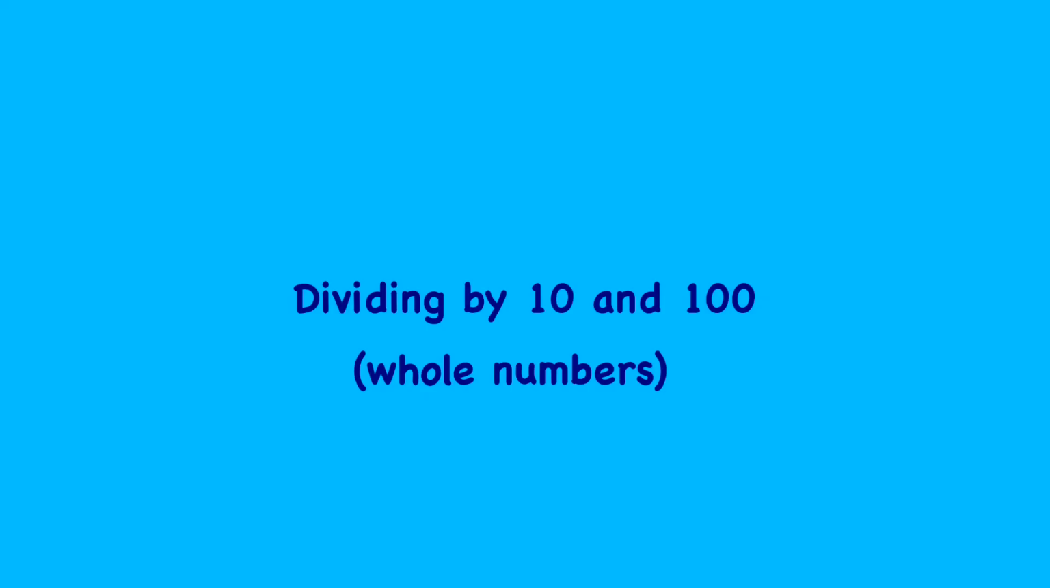This video will show you how to divide by 10 and 100 when your answer is a whole number. It will be useful if you've already watched the previous video, which was multiplying by 10 and 100, as you'll get the basic gist of what we're going to do. Let's take a look at what happens when we divide a number by 10.